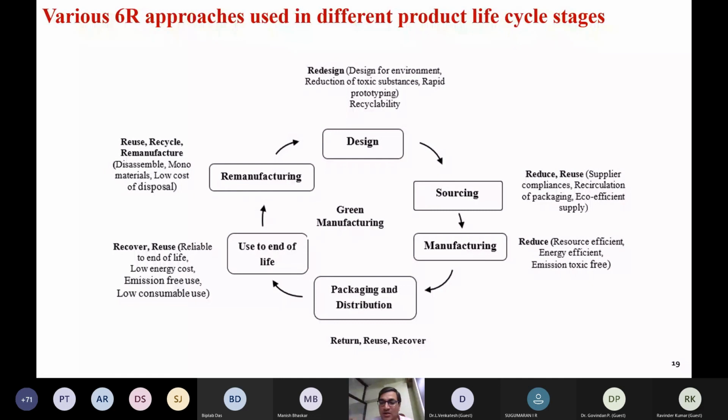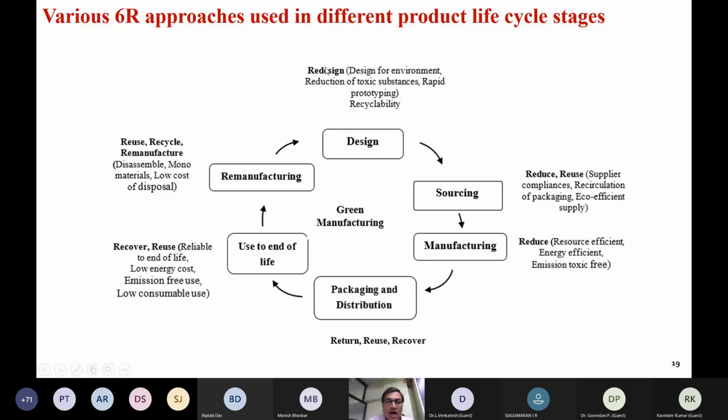In sourcing also, what should we do? Sourcing means the purchase department should think about that. We should have green raw materials. In that way, in all manufacturing stages, different 6R approaches can be applied to achieve green practices. In that way, the company can achieve this after applying these approaches. That is a very important approach. That is called the 6R.